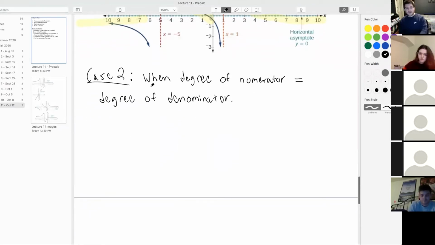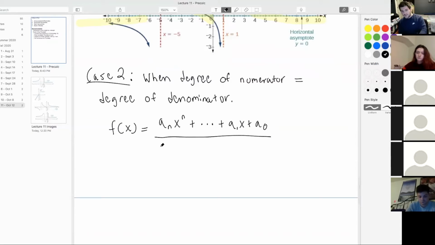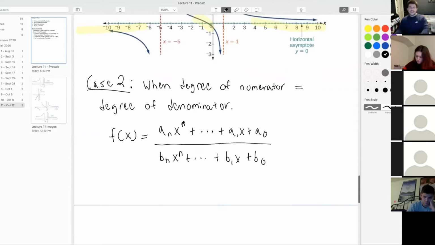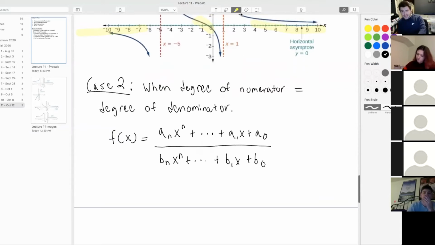I'm not going to say the conclusion just yet, but if the degree of the numerator and denominator are equal, you're going to have something like this: (a_n x^n + ... + a_1 x + a_0) divided by (b_n x^n + ... + b_1 x + b_0). Just note that in the numerator and denominator, we have polynomials of degree n. They're both of the same degree.